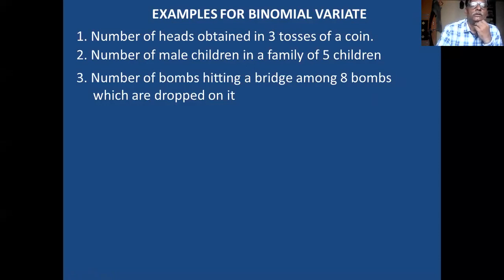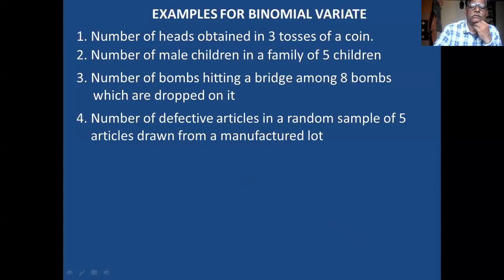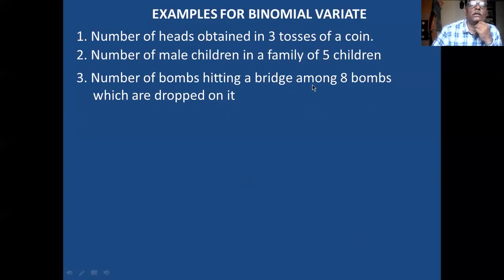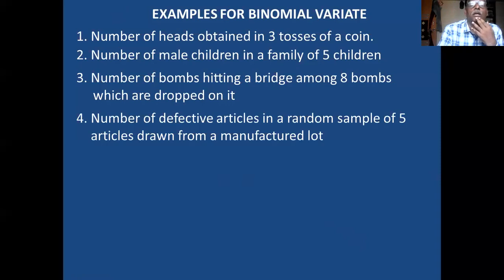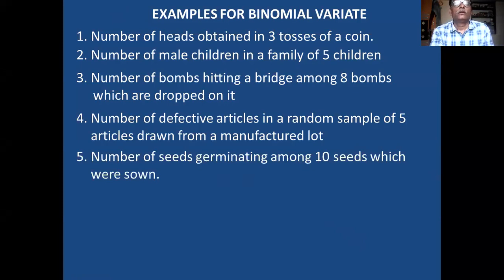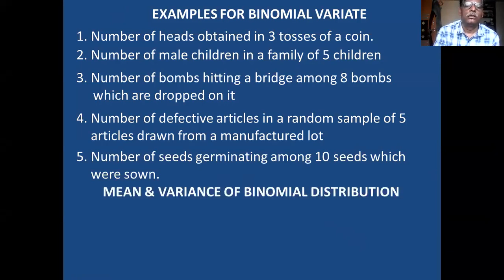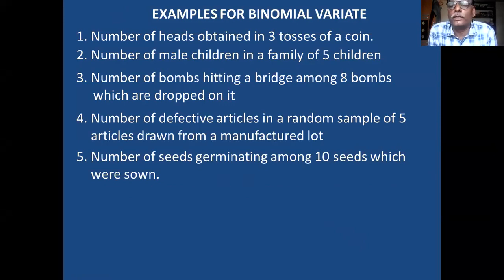Next is the number of bombs that hit the bridge. Problems based on the number of bombs. Third type of examples. And the fourth type of problems is the number of defective articles. The next is the number of seeds germinated. These are the 5 types of examples coming under binomial variate.